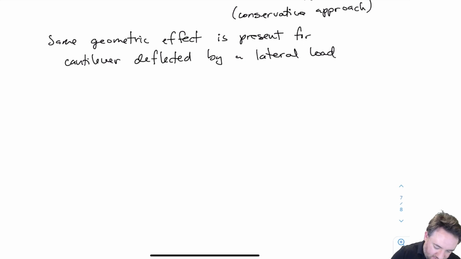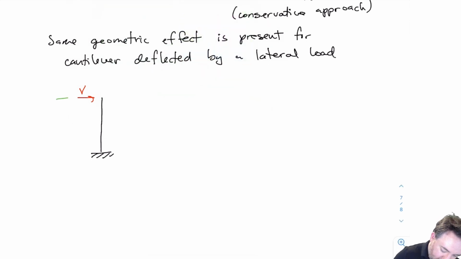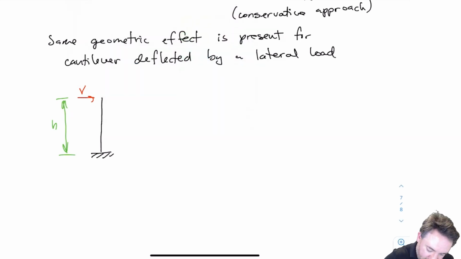Okay, so let's say that we have a cantilever. Okay, and I am applying a lateral load to this cantilever. That lateral load is V, and let's say that cantilever is a certain height. We'll call that H. Then what is going to happen to my cantilever after I apply that load? It's going to deflect, something like this. So it's going to deflect away from what it used to be when it was straight.